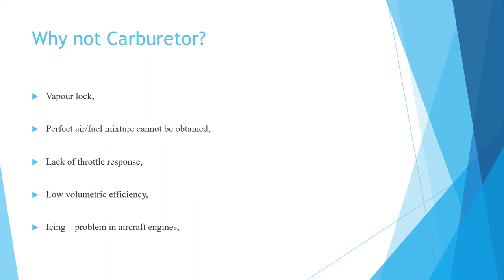But in the new technology of SI engines, we use GDI. Why do we not use a carburetor? We need to know. That's because of a few reasons: the vapor lock, a perfect air-fuel mixture cannot be obtained, a lack of throttle response, a low volumetric efficiency, and the icing problem in aircraft engines. These five are the main reasons the carburetor is not used in the recent and modern SI engine, the modern gasoline engine.